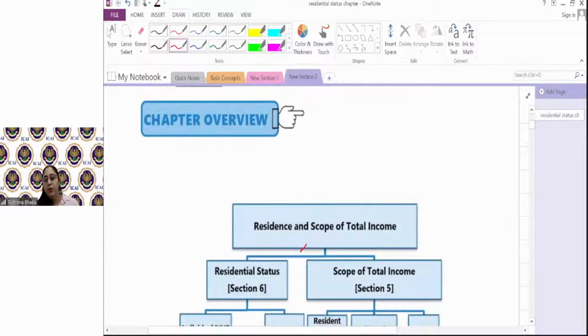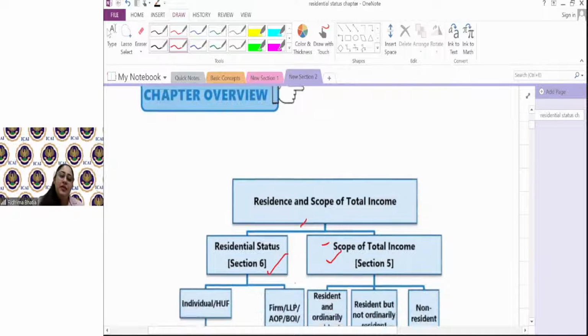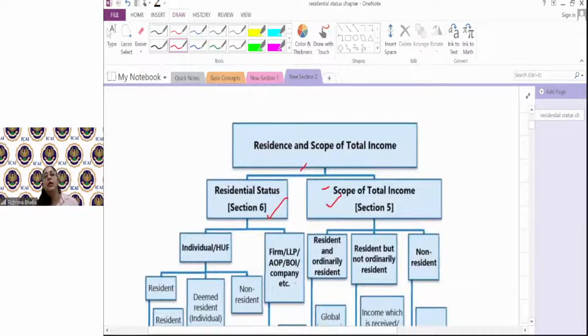This chapter would tell you how to determine residential status and what is the scope of total income. What is the scope of total income? It means, basis the residential status, what income would be taxable in India. We're going as per Indian tax laws, so what matters is everything as per Indian tax laws. So the first step is determining residential status. The second step would be understanding the scope, and then you come to the computation.